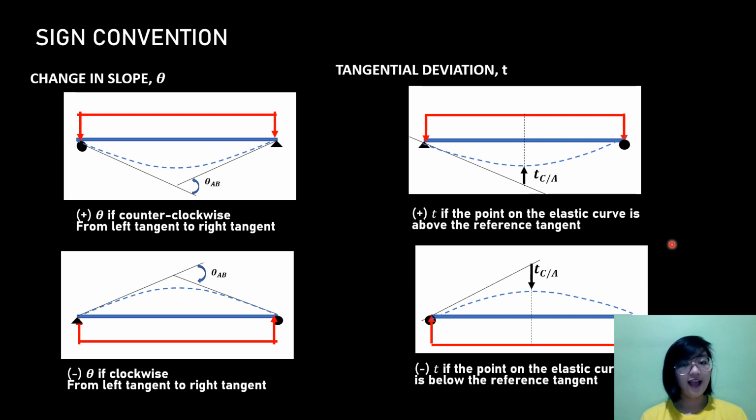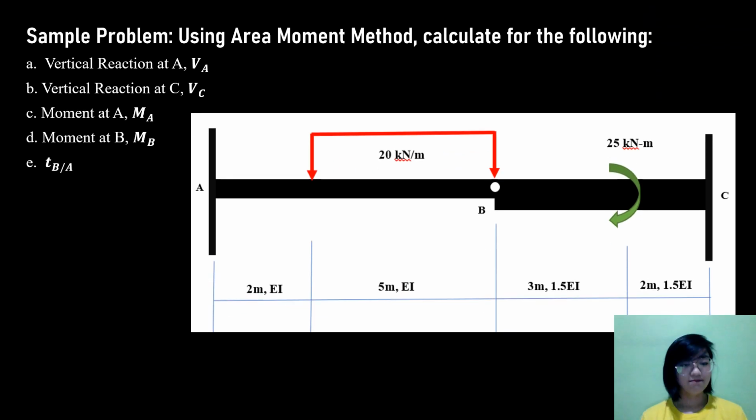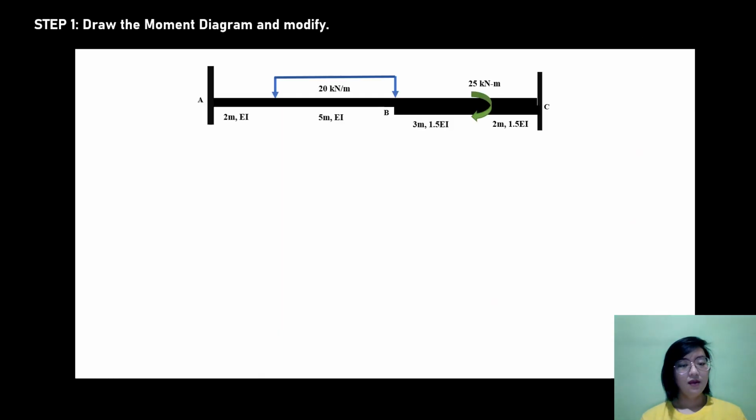To further understand, let's go to sample problems. Now, using area moment method, calculate for the following: the vertical reaction at A, vertical reaction at C, moment at A, moment at B, and TBA. So let's go to the first step. Step 1, draw the moment diagram and modify.